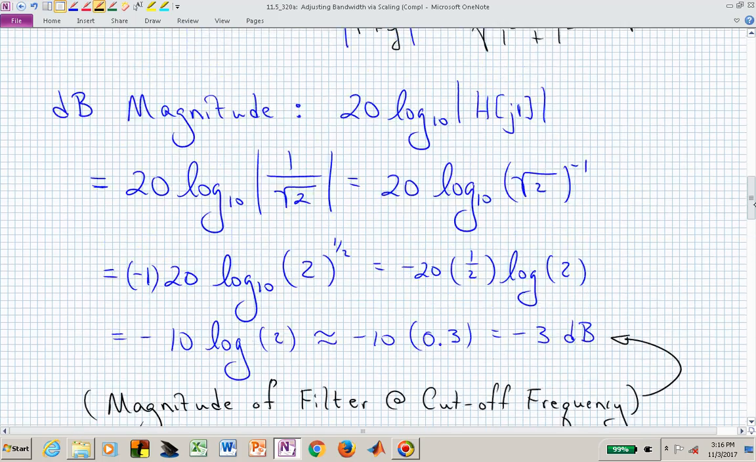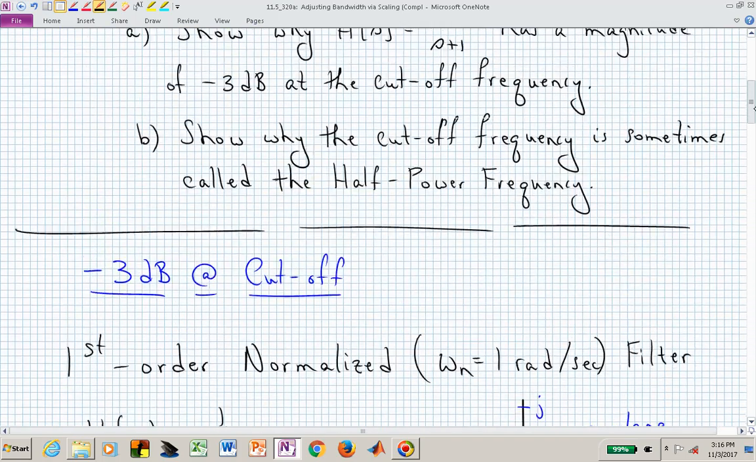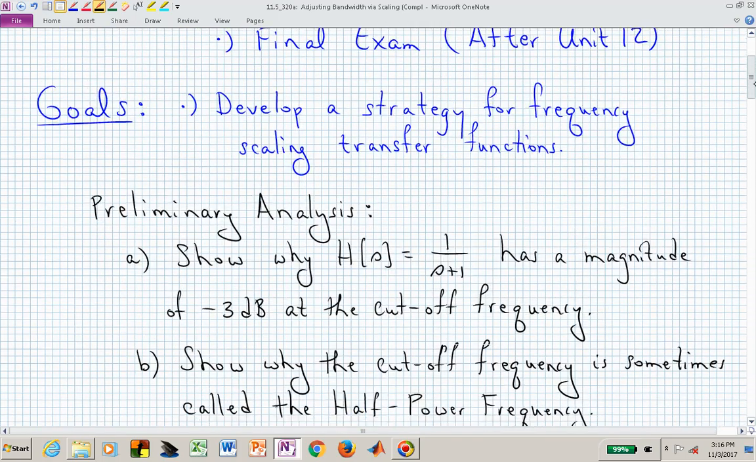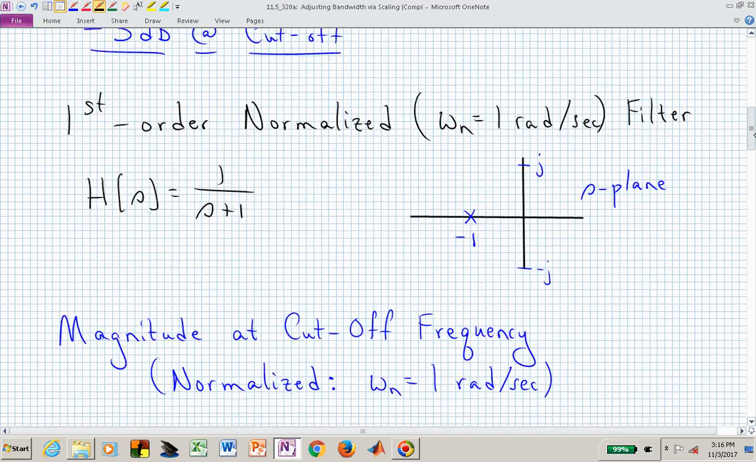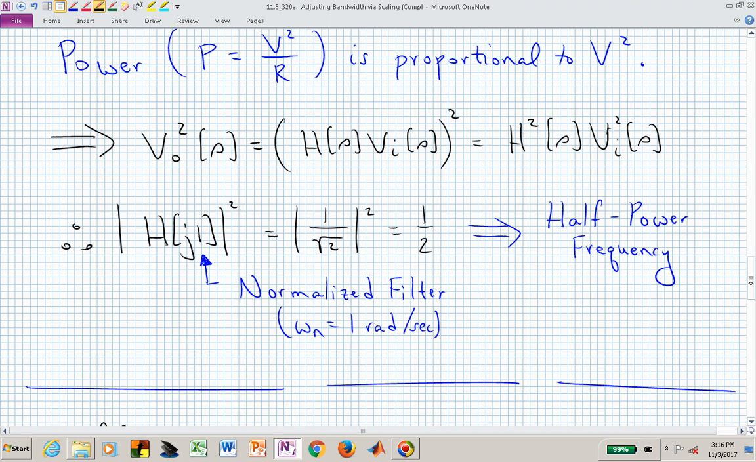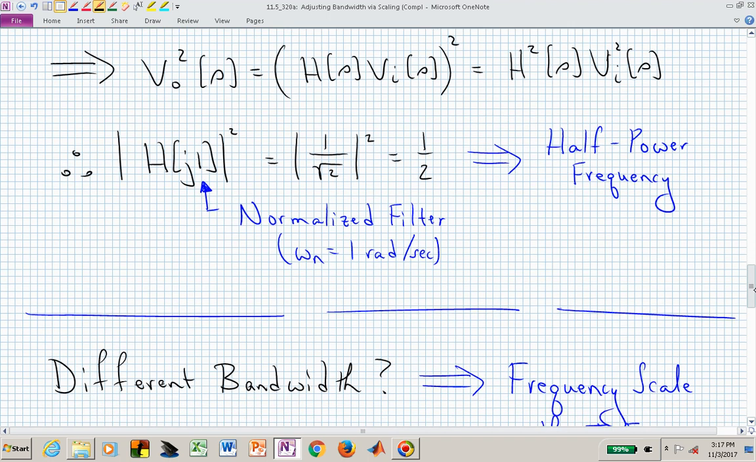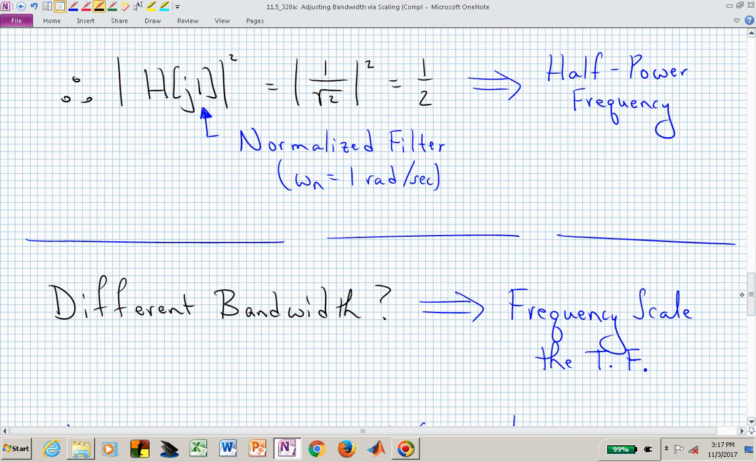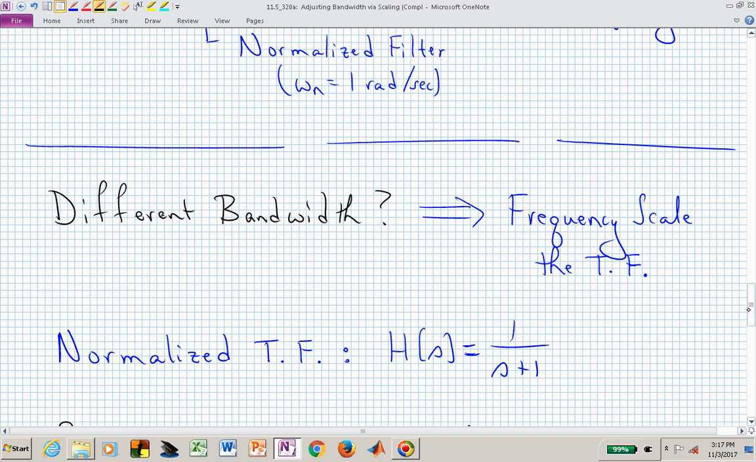Now let's go back to our original goal, which was to develop a strategy for frequency scaling transfer functions. Now that we've investigated the -3 dB magnitude at cutoff, and that the half power frequency can be the same as the cutoff frequency, suppose we want our transfer function to have a different bandwidth. How do we scale the transfer function, or frequency scale?